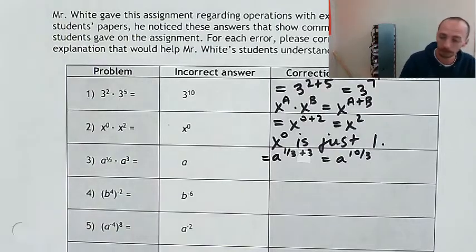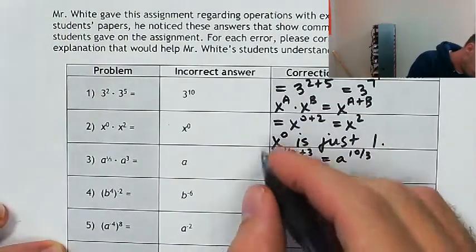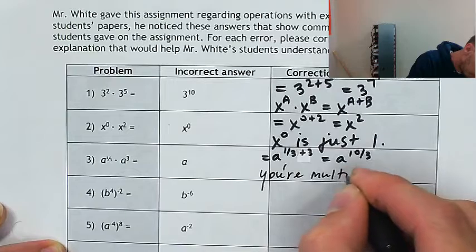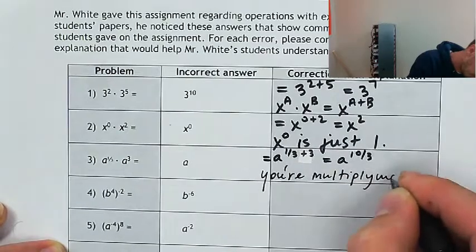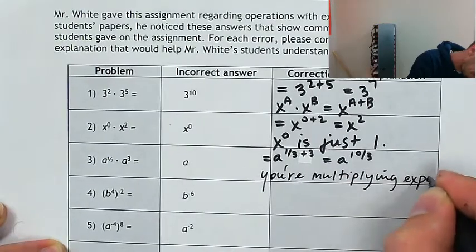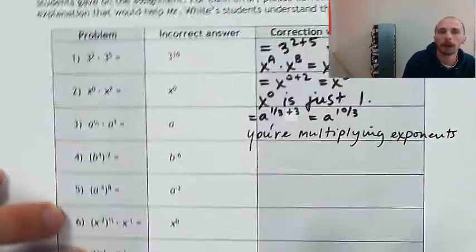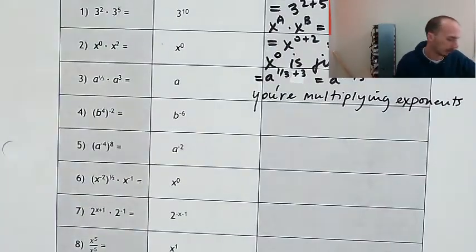I think my explanation is you're multiplying exponents, and that only happens when we're taking a power of a power. Okay, that's what I'm going to say there.